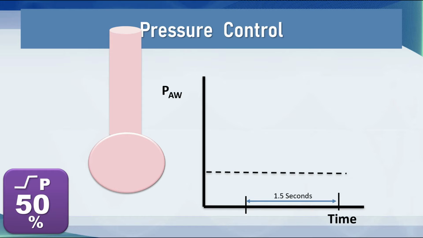Let's put Frank on pressure control. We will try and match his settings: a 1.5 second inspiratory time, a plateau pressure of 30, a driving pressure of 20 centimeters of water, and a PEEP of 10. We're going to use a rise time of 50% to carefully craft the pressure waveform.